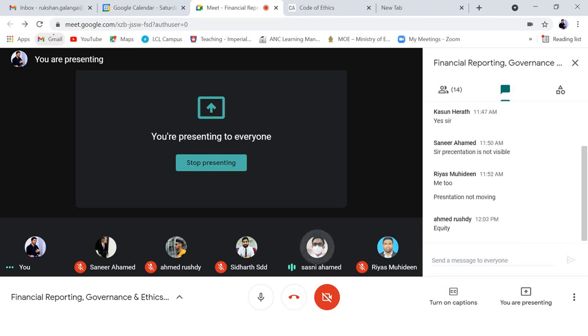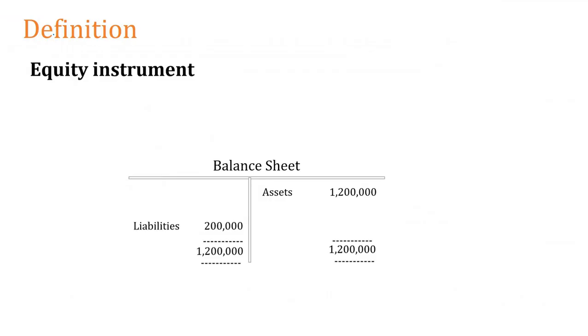Net assets, or we can call it the equity of the organization. How do you get this equity? You take the total assets and deduct the liabilities from it. The balance part you call the equity. The same approach is given in the standard to define equity.